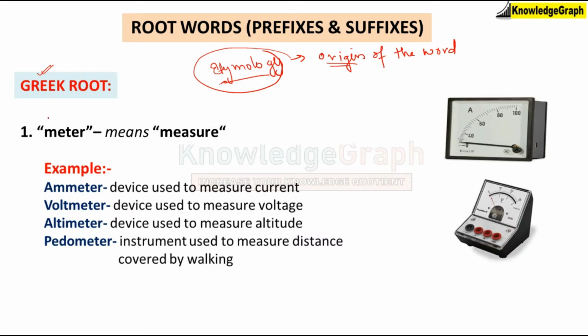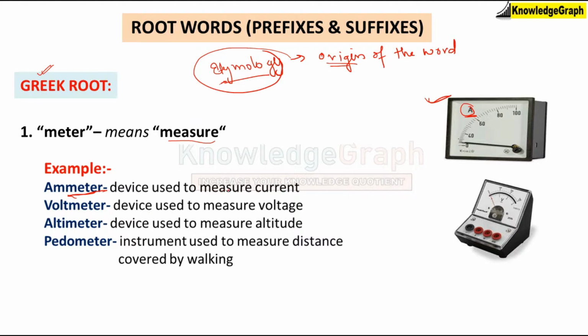Okay, so let's start. The first one is a Greek root. The first one is meter. Meter means measure. Now, for example, as we see, ammeter. Ammeter is a device used to measure current. In this diagram, you can see this is an ammeter. See, A is written over here. This is an ammeter. So the moment you see meter in a word, you know that it is related somewhere or the other with measure. So ammeter is a device used to measure current.